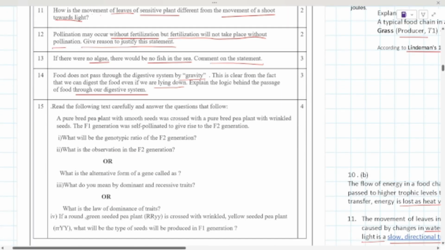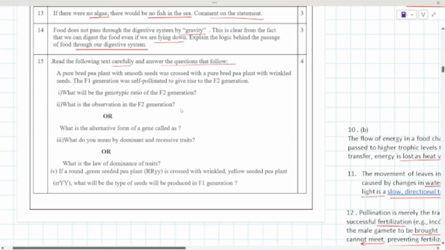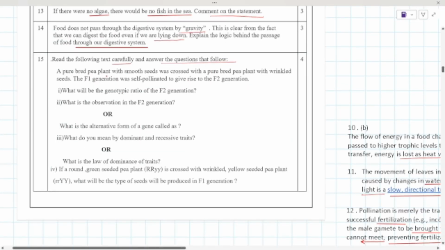After that, let's see here again. 15 number question. Read the following text carefully. So here a pure bred pea plant with smooth seed was crossed with a pure bred pea plant with wrinkled seed. The F1 generation was self-pollinated, giving rise to the F2 generation. The first question is, what will be the genotype ratio of the F2 generation?